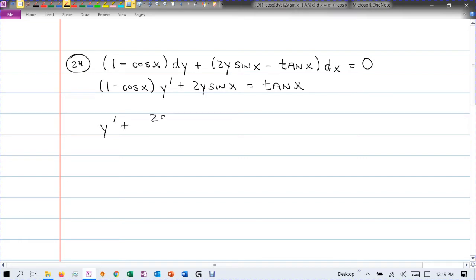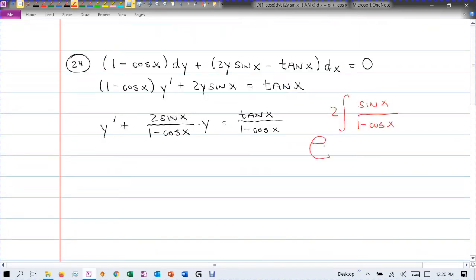So 2 sine x over 1 minus cosine x times y equals tangent x, sorry, tangent x over 1 minus cosine x. All right, integrating factor. Pull that 2 out. Sine x on top, 1 minus cosine x on the bottom. It's e raised to all that.